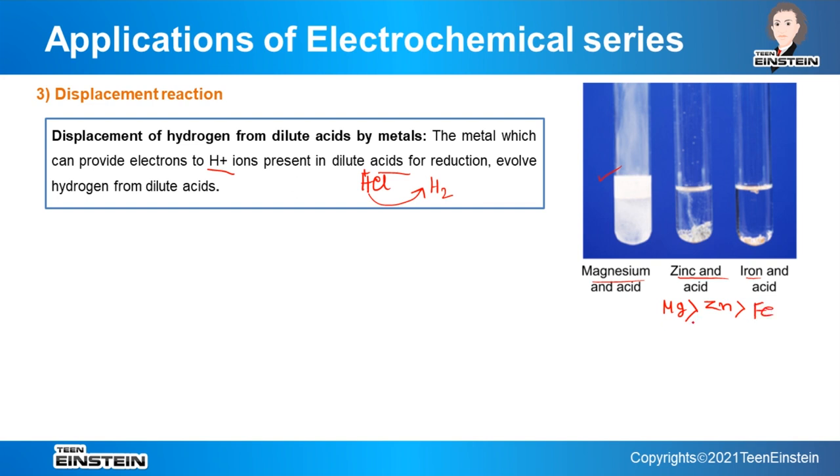So the reduction potential value will be opposite. It will be maximum for iron, then zinc, then Mg, because it is an opposite relation. Higher the reduction potential value, lower the tendency to get oxidized. So in the magnesium and acid mixture there is evolution of hydrogen and the reaction is very vigorous. In the second case, the reaction occurs at a moderate rate. Here also hydrogen is evolving, but the reaction is not as vigorous as in the case of magnesium and acid. And in the case of iron, the reaction is very slow.